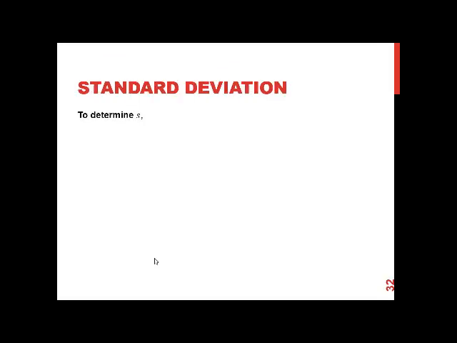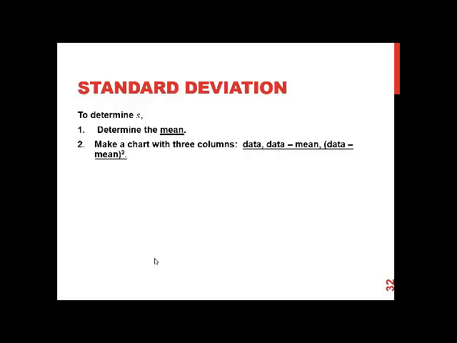To determine a sample set's standard deviation, first we need to determine what the mean is. Then we'll make a chart with 3 columns. First will be each item of data. Second column will be the difference between the data and the mean. And the third column will be the square of the second column. Data minus mean, the quantity squared.